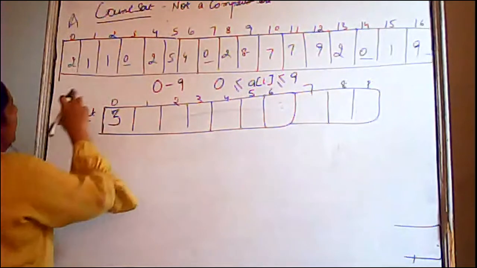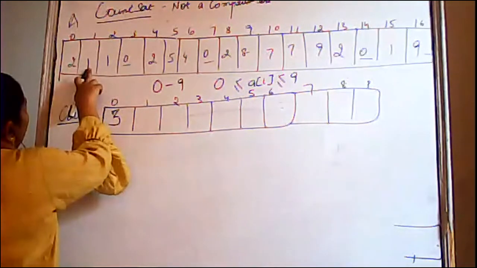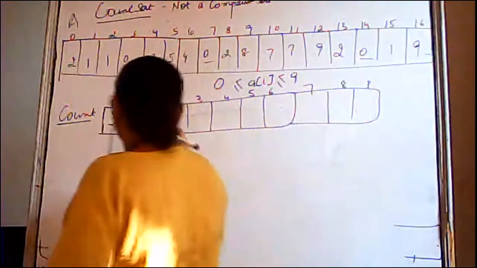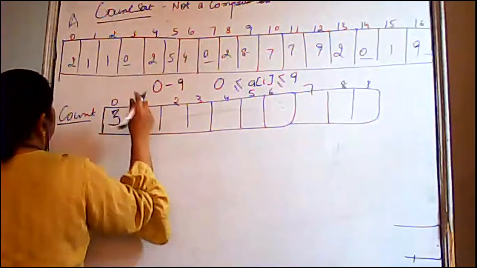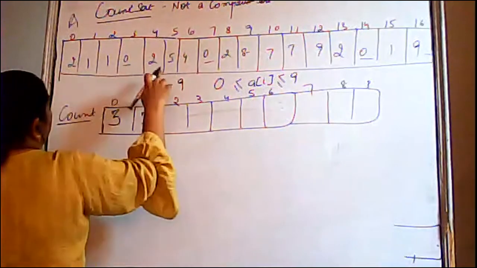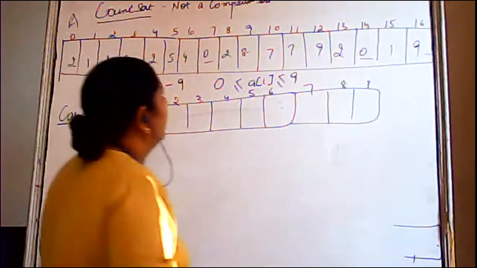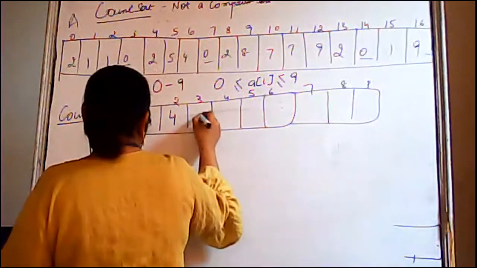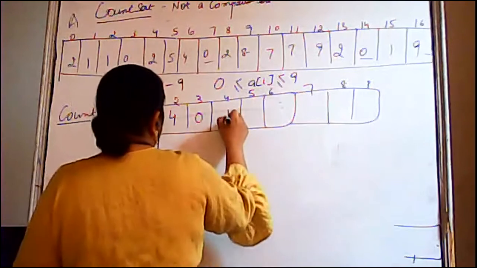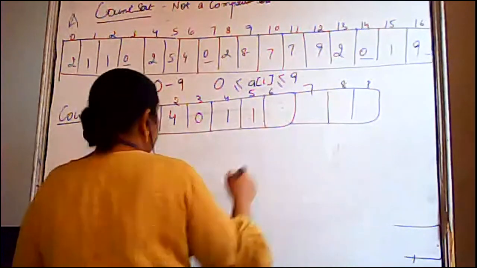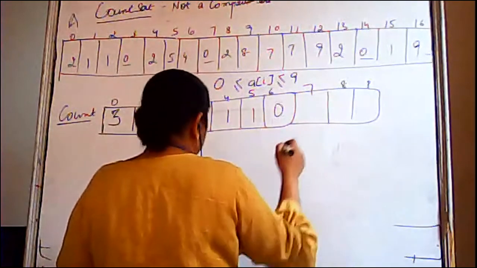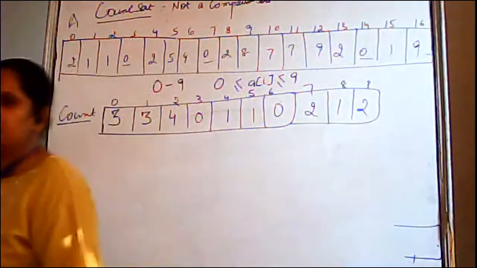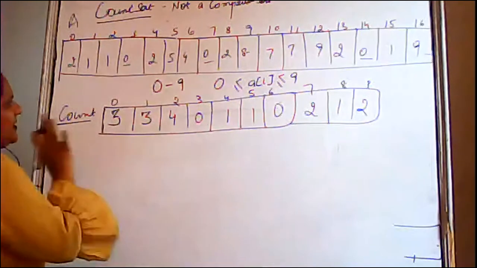Next, how many times is 1 occurring? At position 1, position 2, and position 15. So this is 3. 2 is occurring how many times? At 0, then 4, then 8 and 13. So its count is 4. Similarly, 3 is not occurring there. 4 is occurring 1 time, 5 is occurring 1 time, 6 is occurring 0 times, 7 is occurring twice, 8 is occurring once, and 9 is occurring twice. So this is the count array.